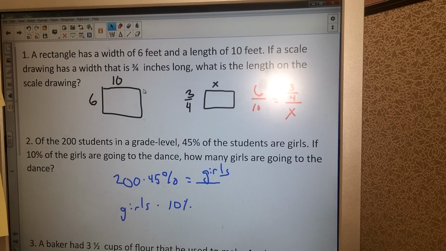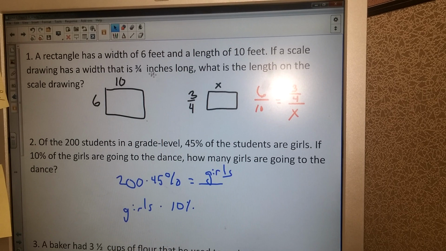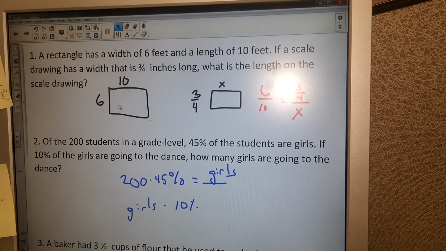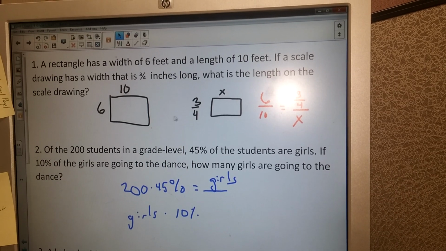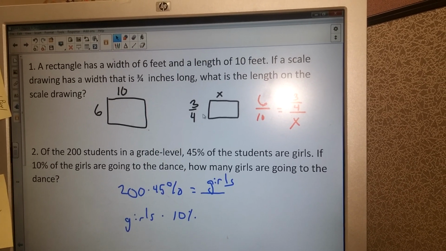Okay, number one, a rectangle has a width of 6 feet and a length of 10 feet. So what I did right here is I drew the first rectangle. If a scale drawing has a width that is 3/4 inches long, so I put the width of 6 here, so I put the width of 3/4 here, what is the length on the drawing?